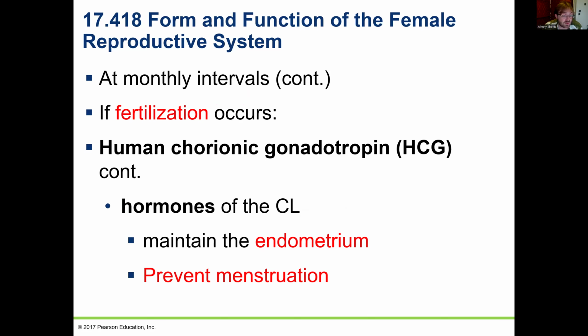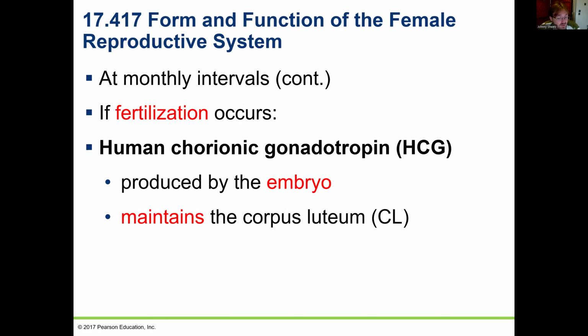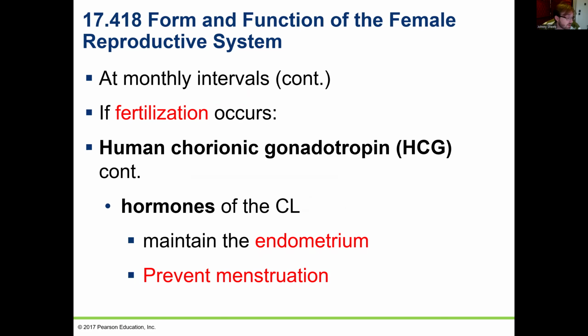Now, if fertilization occurs, the hormones of the corpus luteum are going to maintain the endometrium, which will prevent menstruation. So the corpus luteum is going to be kept in place, and it's going to prevent the period from occurring.